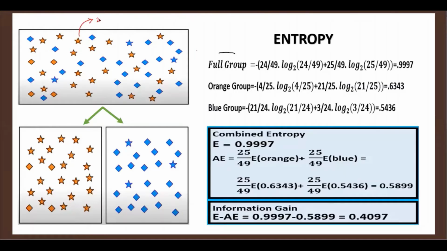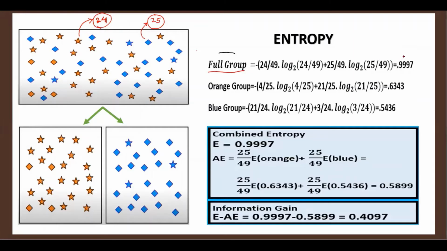I think 24 stars are here. Again, if you see, out of 24 stars, we have some blue stars. Okay, and then we have rectangle, square. 25 squares are here. So in total, we have 49. Now they're mixed up here. So what is the entropy of the full group?